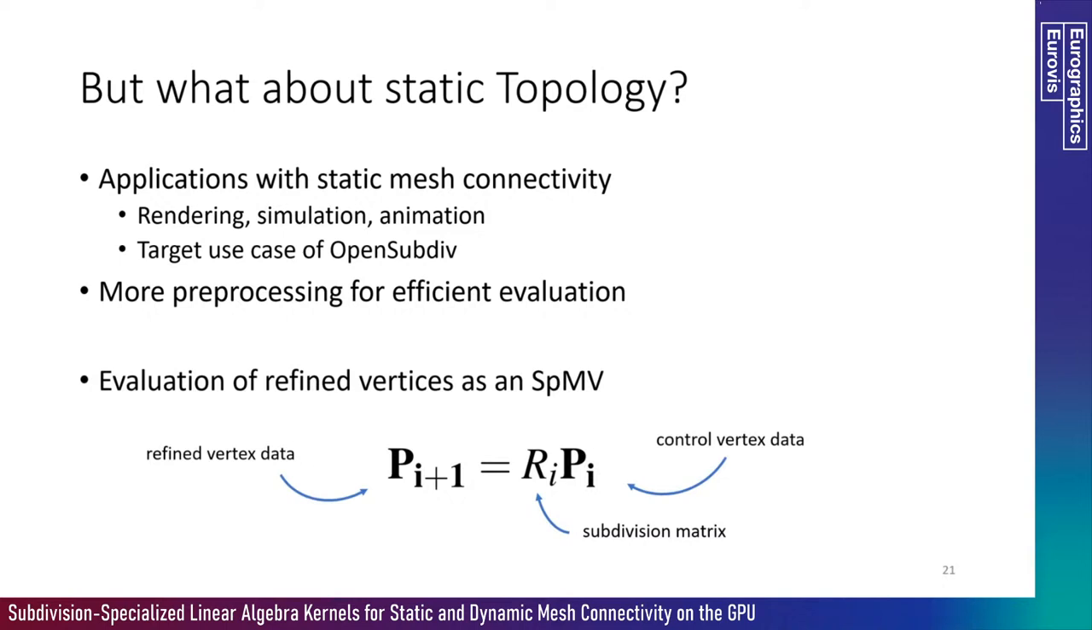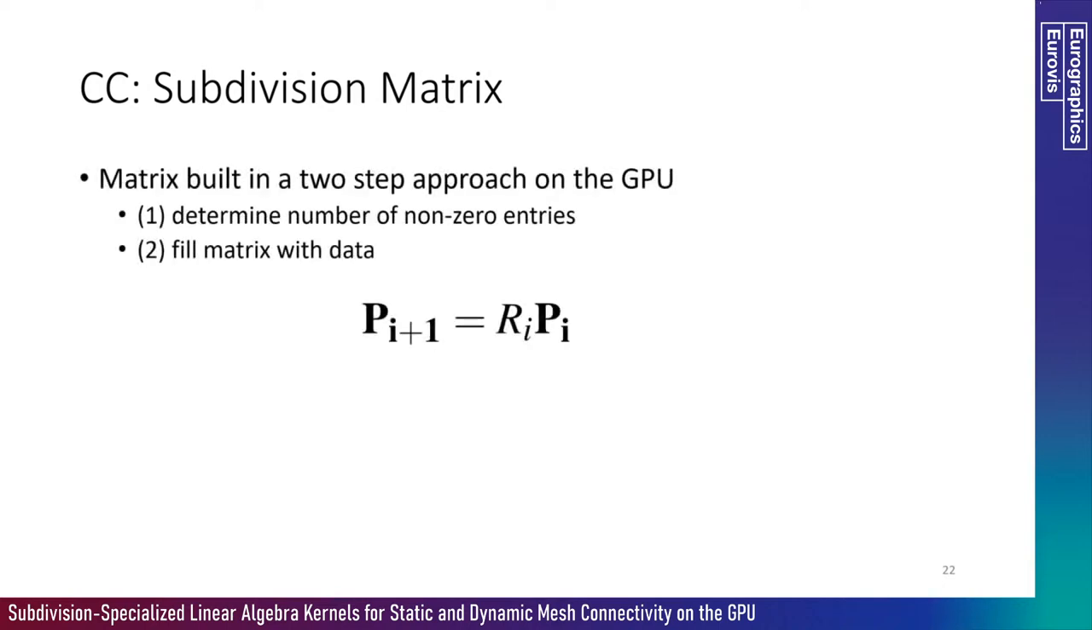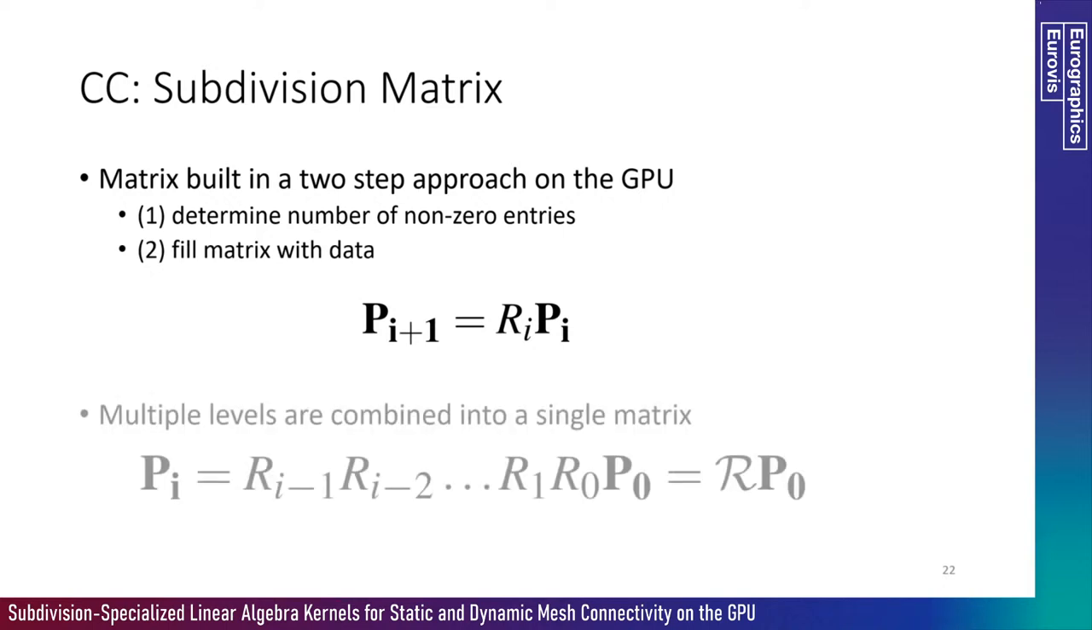we can write the vertex data refinement or evaluation as a sparse matrix vector multiplication. In our subdivision matrix, rows correspond to refined vertices and columns to control vertices. We built the matrix using only the adjacency information we also generated in the dynamic mesh case. In the first step, we determine the number of non-zero entries in the matrix to create the empty sparsity pattern, which is then filled with weights in a second step. Most of the time, we want to perform multiple iterations of subdivision instead of just a single one. We can simply multiply the individual subdivision matrices to get a single matrix that performs several iterations in one shot.